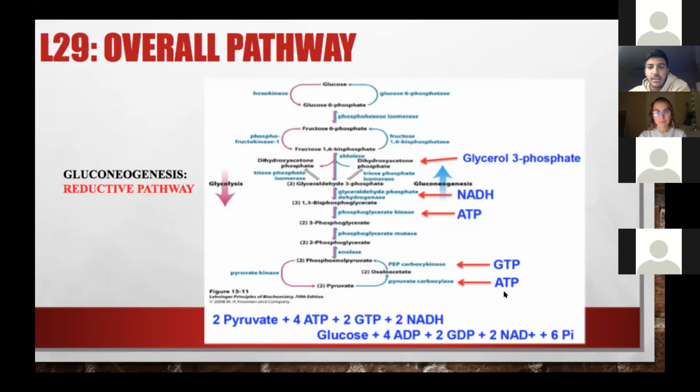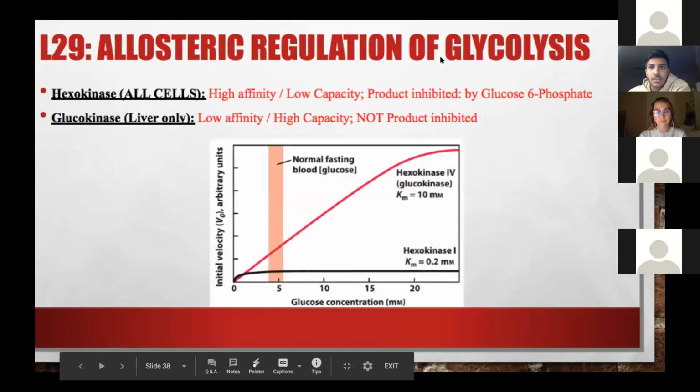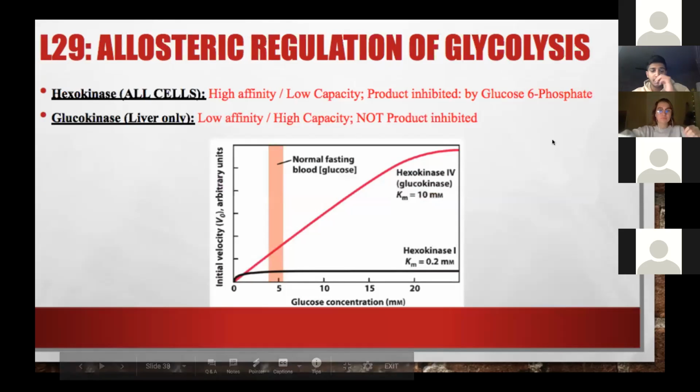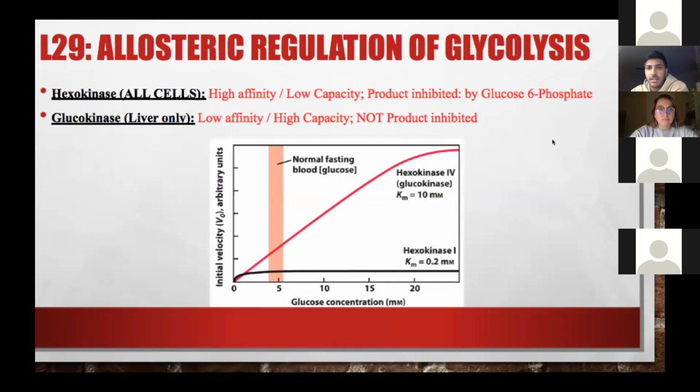So you're using these energetic molecules, and you have glucose as an end product, and then obviously you're using NADH, which is going to be converted back to NAD plus. So everything's in the reverse essentially. And so in terms of regulation, this is important in terms of, I guess, hexokinase. Glucokinase is not really tested, but hexokinase is more tested.